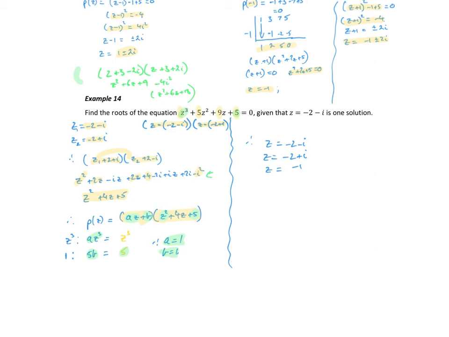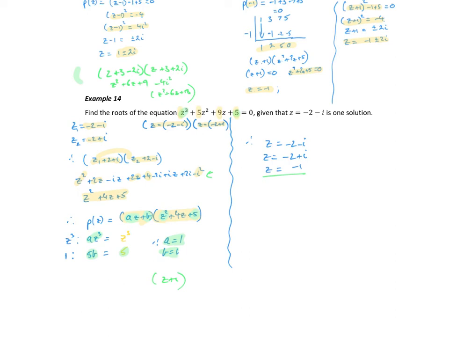Which means my other factor is going to be z plus 1, which will give me z equals minus 1 as a solution. So then there's my 3 solutions. I think that's such a nice little approach instead of having to do another long division with z squared plus 4z plus 5.